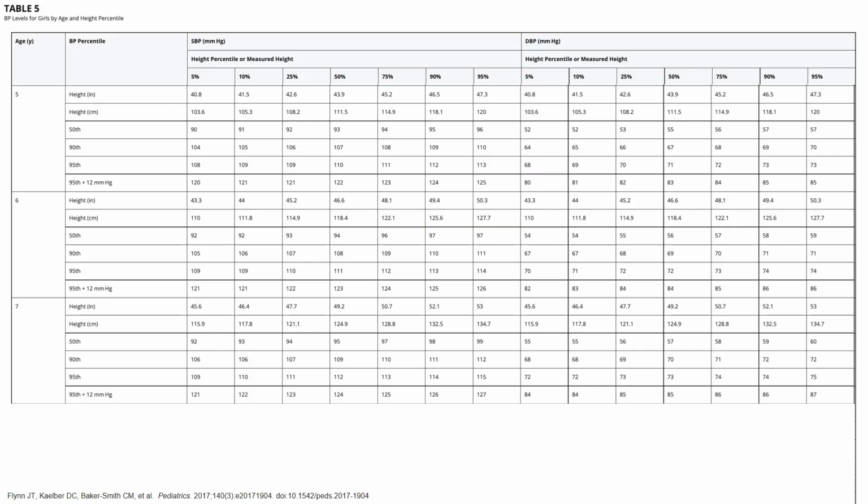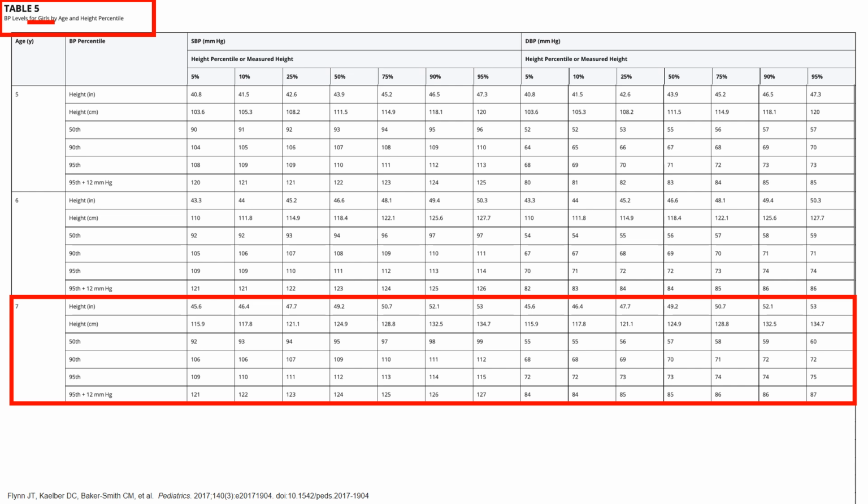Alright, so hopefully you have table 5 in the guidelines pulled up. Again, making sure that you have the right sex of the patient pulled up. Because we have a female, we are looking at the blood pressure levels for girls by age and height percentile. Because we have a 7-year-old patient, we're going to go down to that 7 years of age row. Now, thinking about the systolic blood pressure of the patient, we have a height of 121.1 centimeters.